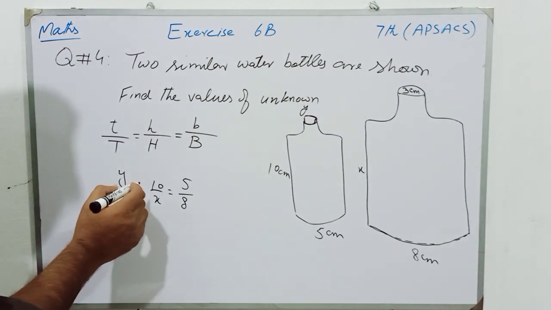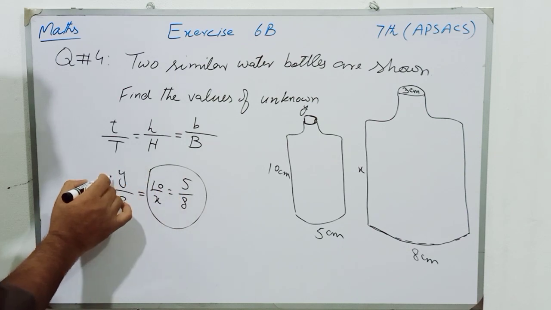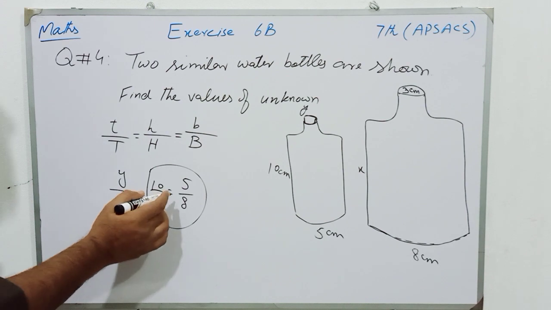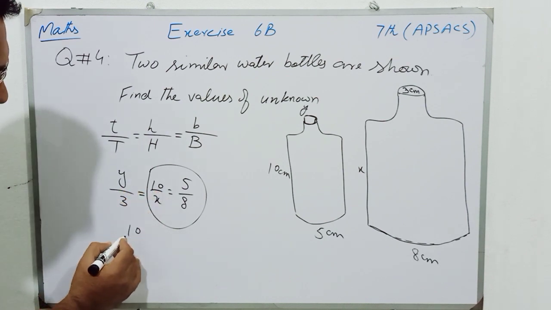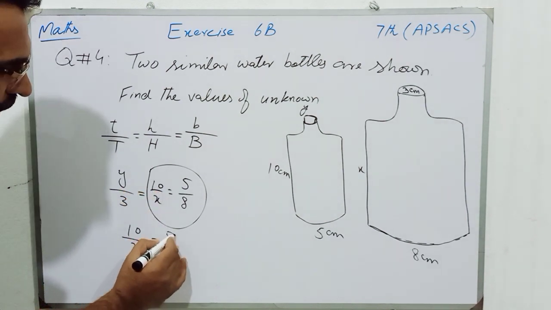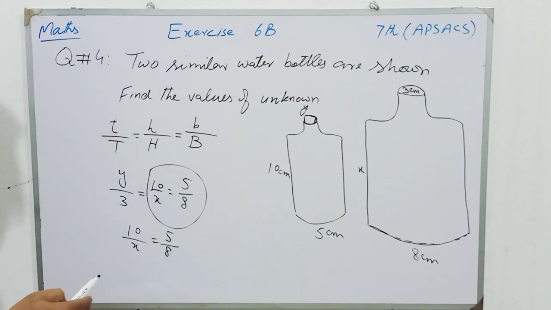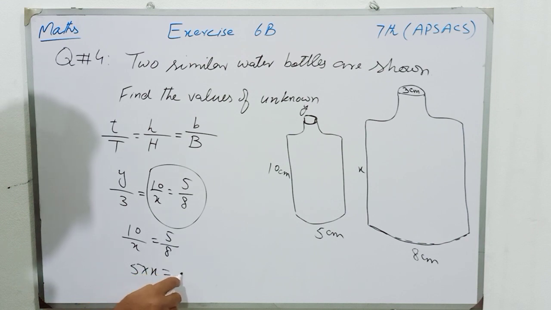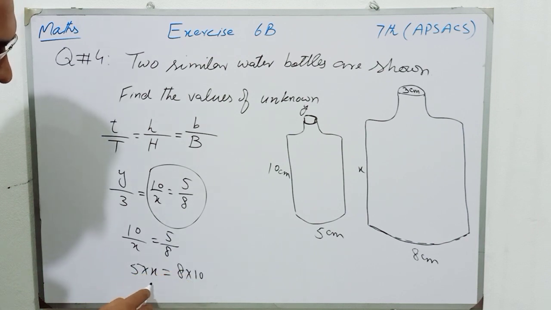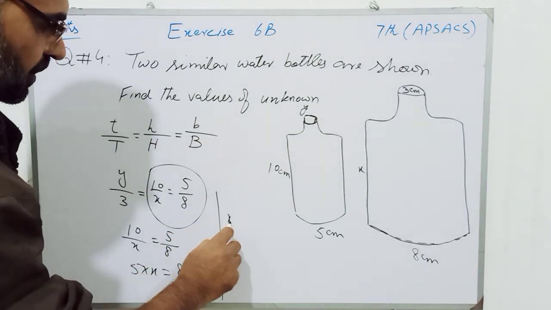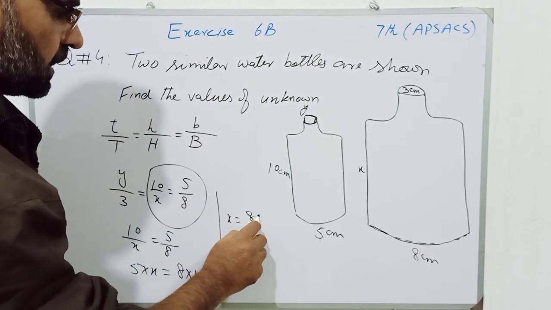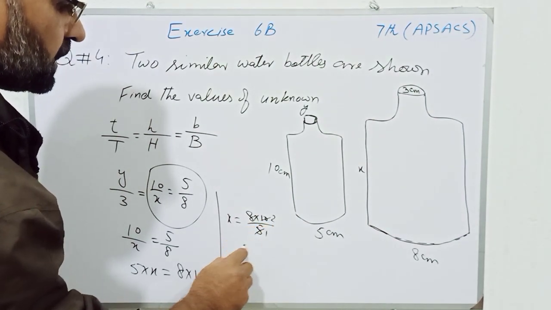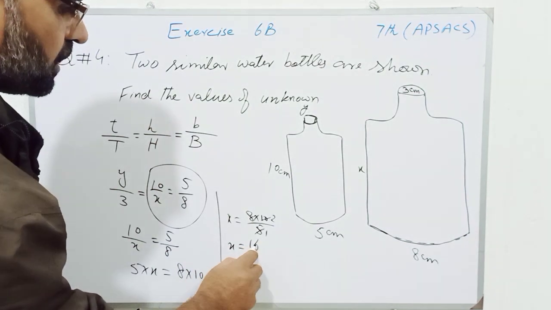Now students, first I will select these two ratios, and then their first fraction will be taken equal to 5 over 8. So first I will solve 10 over x is equal to 5 over 8. We do BCM, by cross multiplication, and 5 will multiply with x and 8 will multiply with 10, and the value of x will become x is equal to 8 multiplied by 10 over 5. 5 1s are 5, 5 2s are 10, and the value of x will become 16.